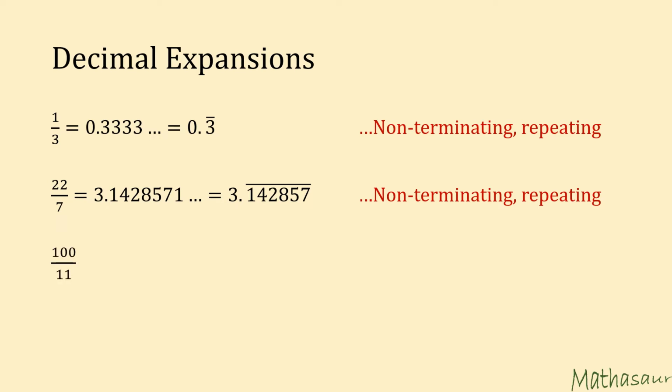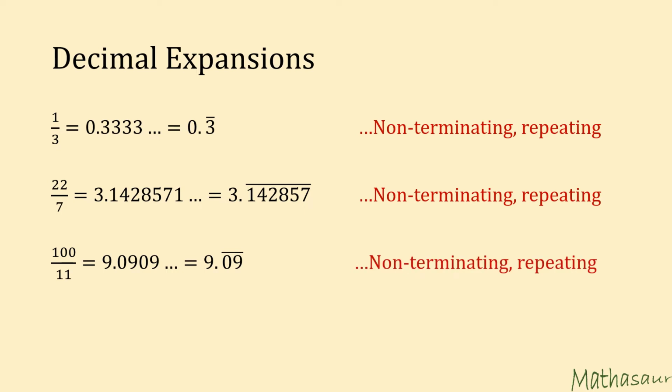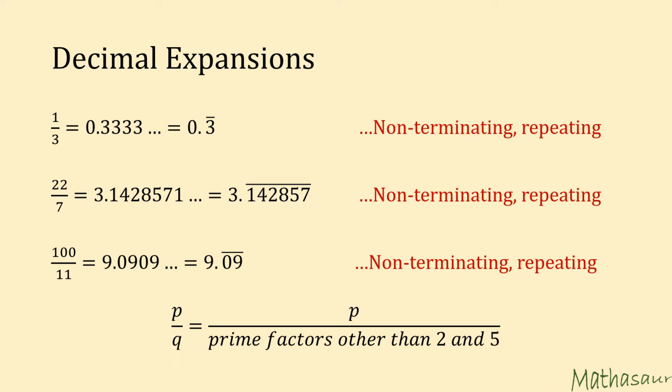Let us look at 100 divided by 11. We see that the term 09 is going to get repeated after the decimal. So once again, it is a non-terminating repeating decimal. So a rational number of the form p upon q, where q can be expressed as prime factors other than 2 and 5, results in non-terminating repeating decimals.